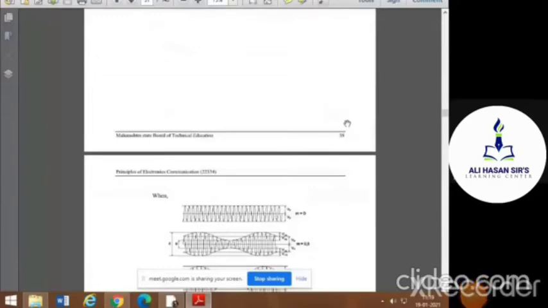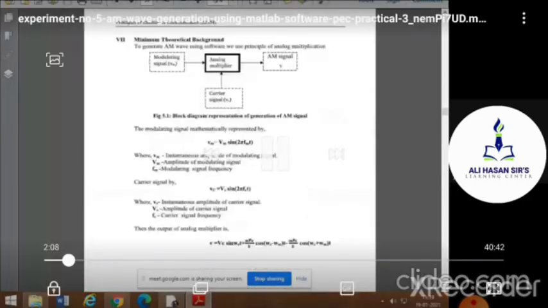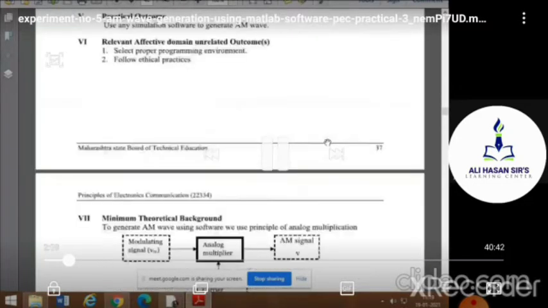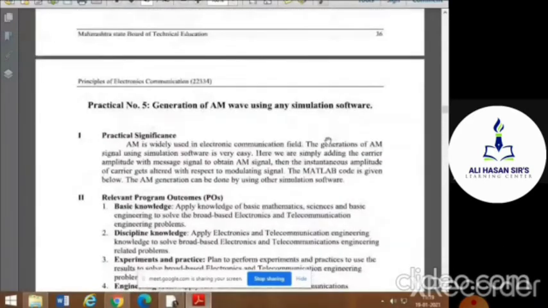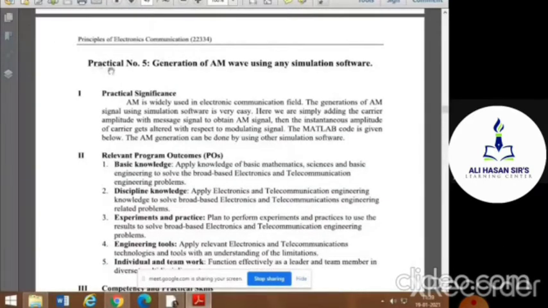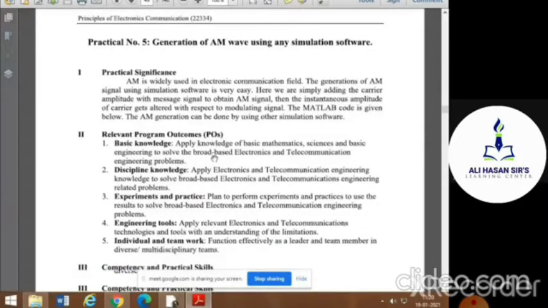Good morning everyone. Today I am going to perform experiment number 5 for PSC, that is generation of AM wave using any simulation software. Here we are going to use MATLAB software in order to generate AM wave. This is a simulation software. For generating AM wave we require two signals. One is the modulating signal and the second one is the carrier signal.